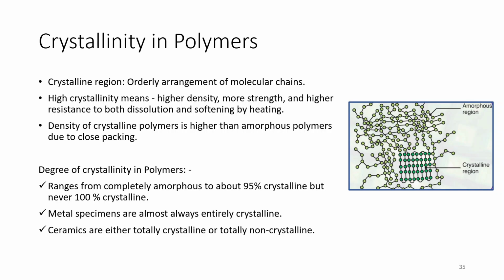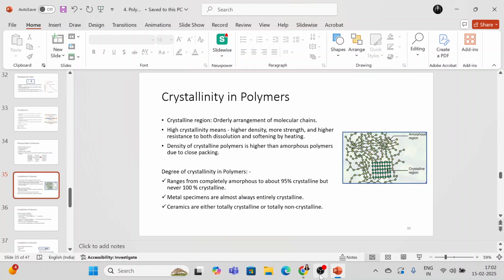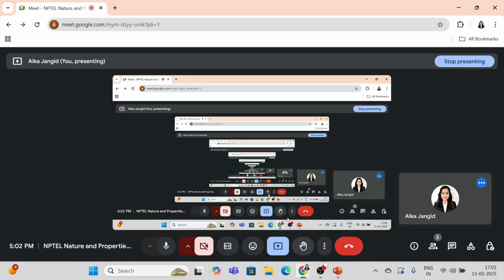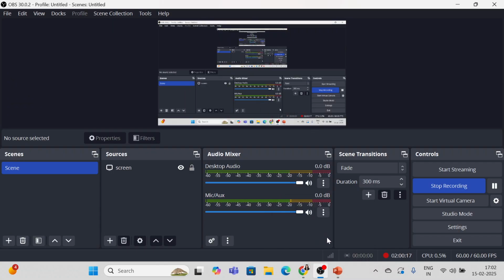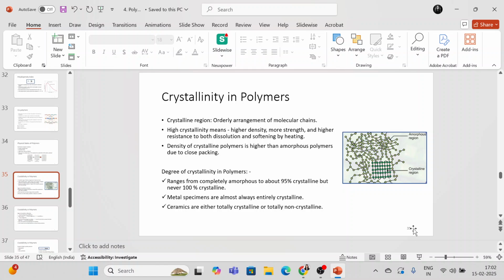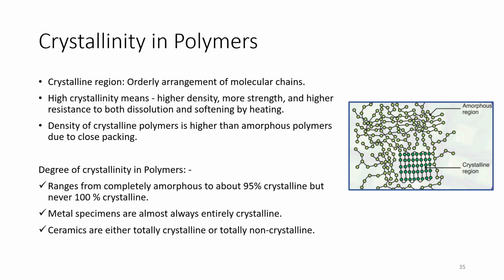Next is crystallinity. So there can be crystalline or ordered structures in your polymers as well. Material can be up to 95% crystalline but never 100% crystalline. And these crystalline regions make your material's melting temperature more sharp, and they give properties. These are some orderly arrangements of molecular chains, and highly crystalline means higher density, more strength, and higher resistance to both dissolution and softening by heating.